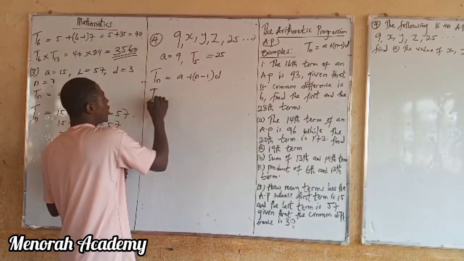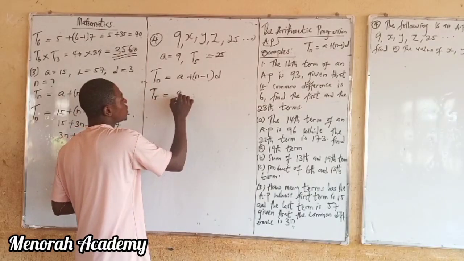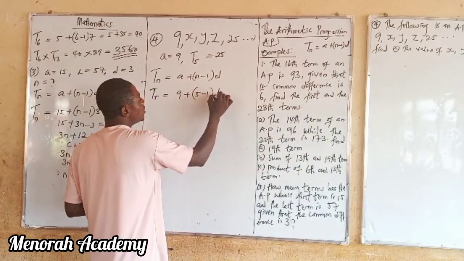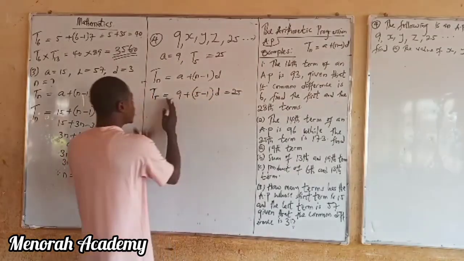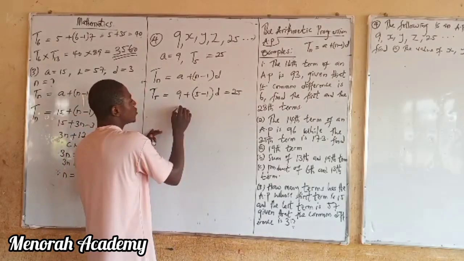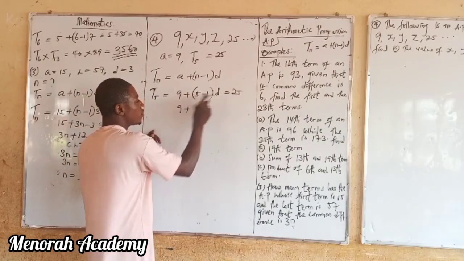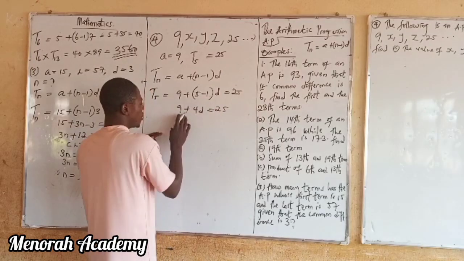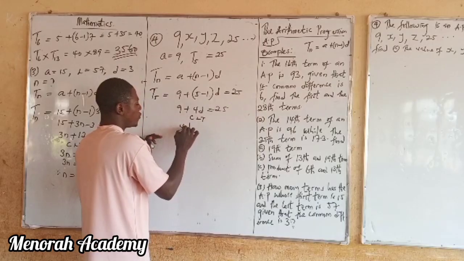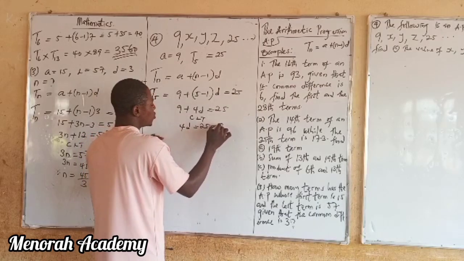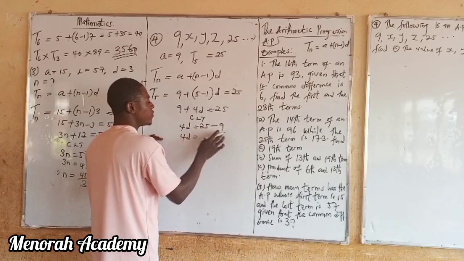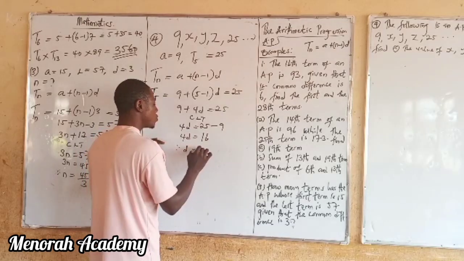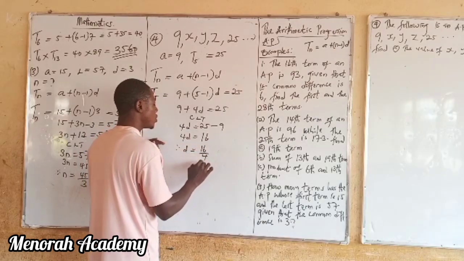So T of 5 is equal to our first term, which is 9, plus n, which is 5, minus 1, times d, and T of 5 is given to be 25. So we have 9 plus 5 minus 1, which is 4, times d, equals 25. Collecting like terms, 4d is equal to 25 minus 9, which is 16. So therefore, d is equal to 16 over 4, which is 4.